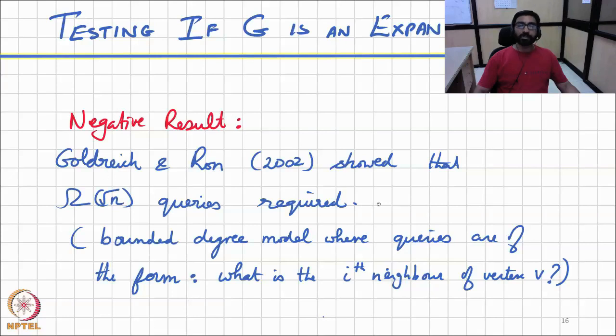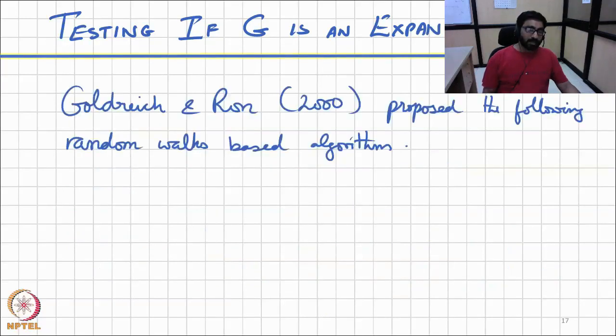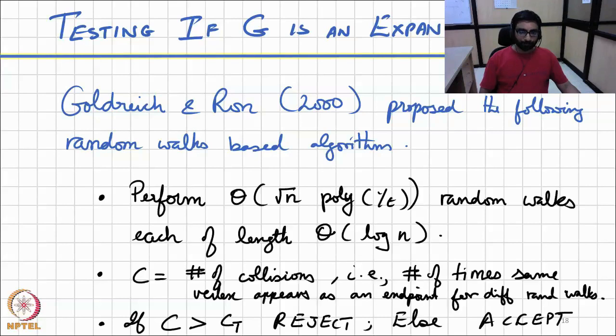But even under this model, the two people who introduced this problem, Goldreich and Ron, showed that you need at least Omega of square root of n queries in order to separate graphs that are good expanders from graphs that are not so good expanders. And as it turns out, they proposed a very interesting, simple algorithm to test whether a graph is a good expander or not. The algorithm works as follows.